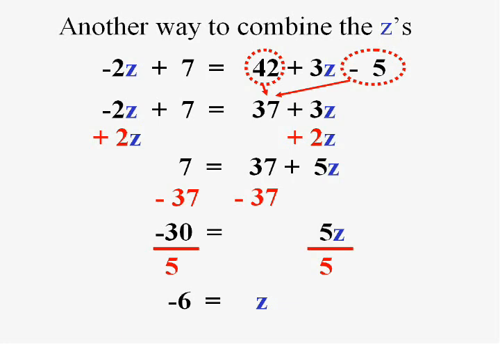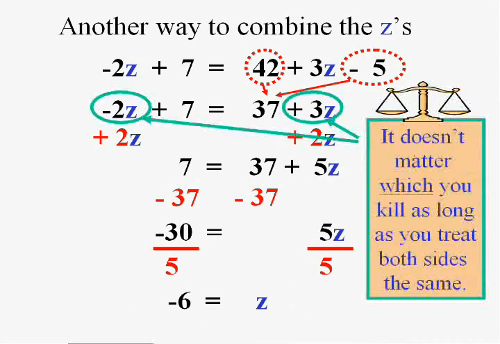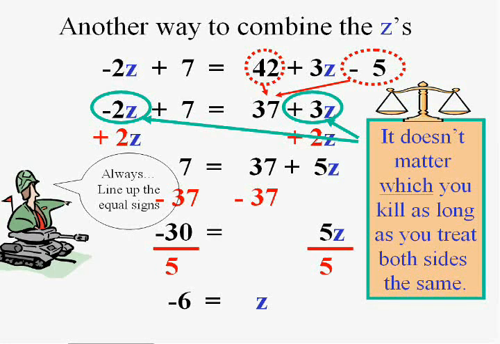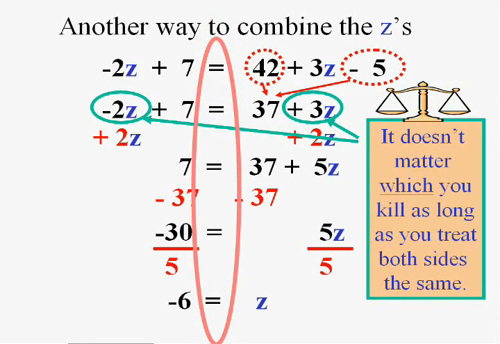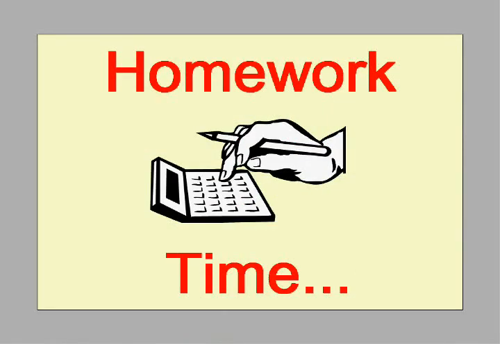Okay, so what I'm saying here, you're going to get the same answer anyway. So since it doesn't matter, and as long as you treat both sides the same, always pick on the little guy. That's going to help you later on. Okay? And always line up your equal signs. See what I mean by starting to get messy? Line up your equal signs. Get busy with that homework.